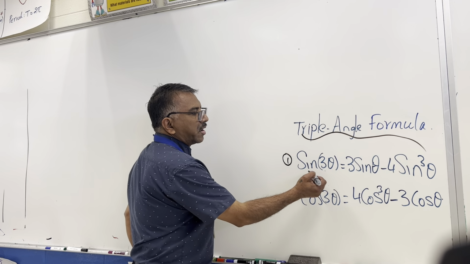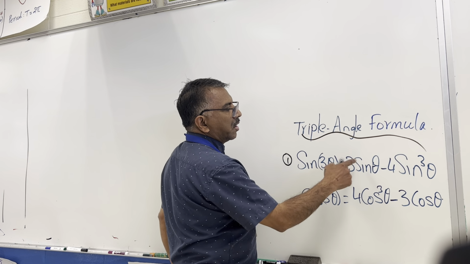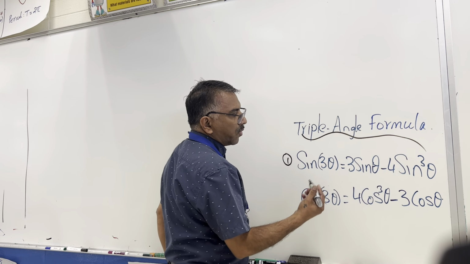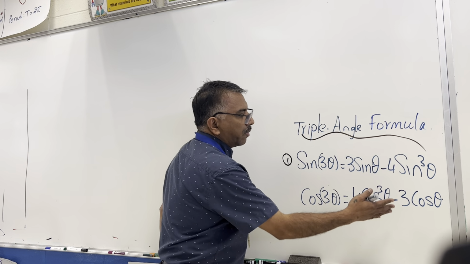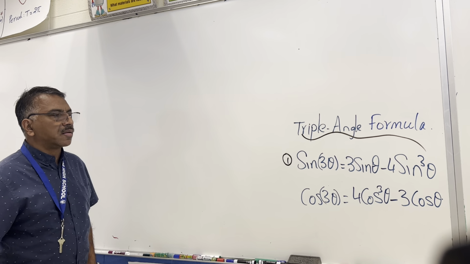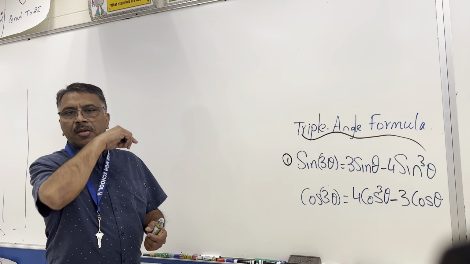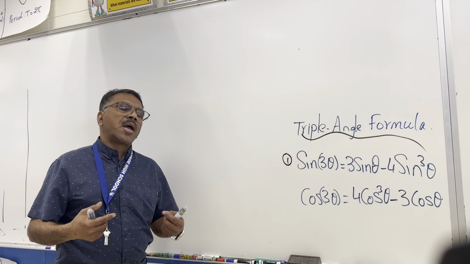So this 3 theta which you see here, the angle is theta, that's 1/3 of 3 theta, and the same thing. So the question is, why does this exist? And then another question is, why do we have to know this?